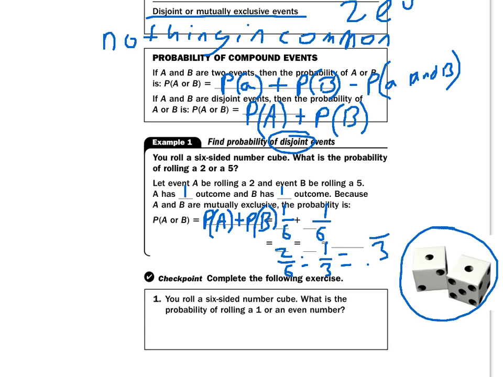All right. What do you think about this one? What's the probability that you could roll a 1 or an even number? See, 1 is odd, so that's disjoint. So go ahead and see what you think. All right. Hopefully you got 1 out of 6 for rolling a 1, 3 out of 6 for rolling even numbers, which ends up being 4 out of 6, or 2/3. Hopefully that makes sense.